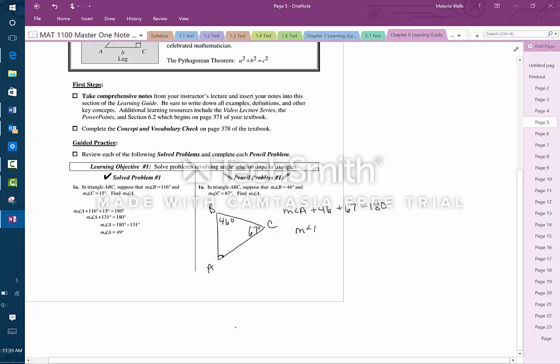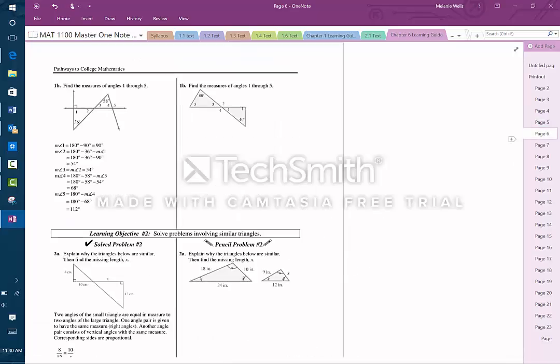Let's solve that equation. So the measure of angle A plus 113 is 180. We're going to solve for the measure of angle A, and we could have put an x there, a variable, but I'm going to keep that there. So let's subtract 113 from each side. So we've got the measure of angle A is equal to 67 degrees. Okay, move on to the next problem.